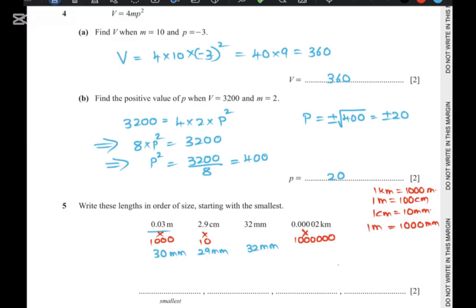Ones, tens, hundreds, thousands, 10,000, 100,000, million. So now the decimal goes 6 places to the right. 1, 2, 3, 4, 5 places already are there. So it is 20 millimeters.